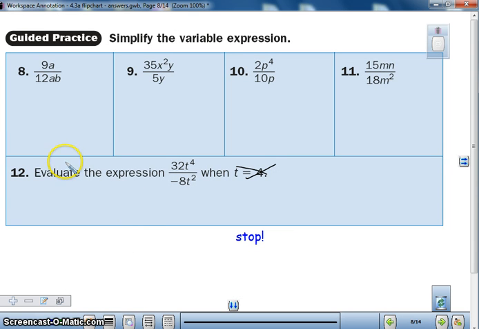I would like you now on the next page to try these 4 questions, simplifying them, and then in class we will look at those tomorrow. Hopefully this is making sense, that you're finding your common factors and canceling them. But again, we'll look at these tomorrow in class before we start your assignment.